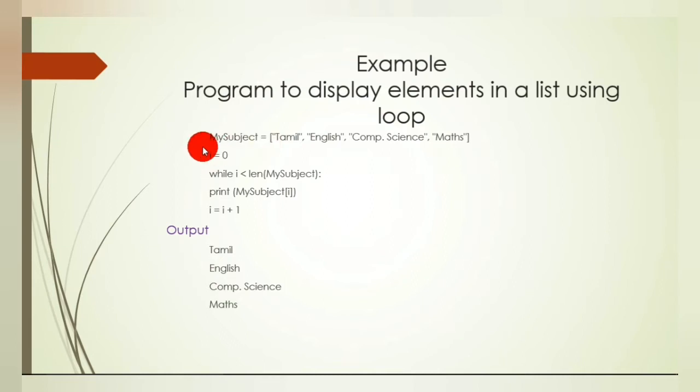Then i is a variable name, i equal to 0. We take the index value; the first index value is 0. We give one variable i, and the initial value of this variable is 0, and then while i less than length of my subject. We already know what the output of the length function is. How many elements are present in the my subject list? 1, 2, 3, 4. So the length function returns 4.